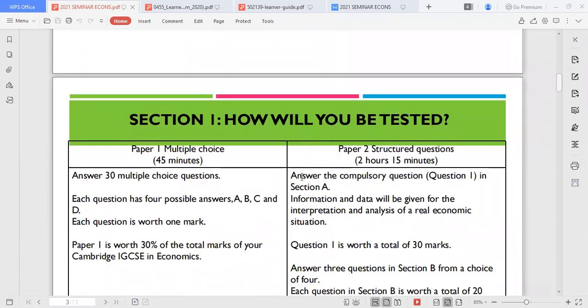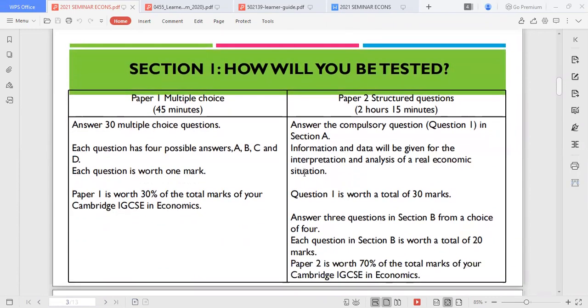Section 1, we are going to look at how you will be tested. In Economics 0455, we have two sets of papers, paper 1 and paper 2. Paper 1 is your multiple choice questions, 45 minutes. You need to answer 30 questions. Each question has 4 possible answers, A, B, C, and D. Each question is worth 1 mark, and paper 1 is 30% of the total marks.